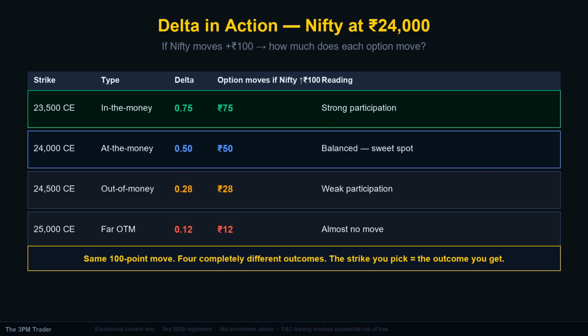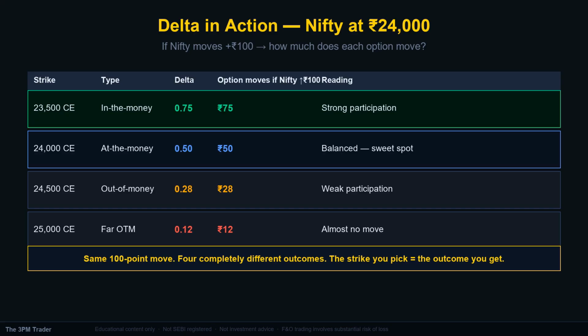Nifty is sitting at 24,000. Here are 4 strikes and their deltas. The 23,500 call, 500 points in the money, has delta 0.75. Every 100-point Nifty move gives you 75 rupees on this option. The 24,000 call, exactly at the money, delta 0.5. A 100-point move gives 50 rupees.